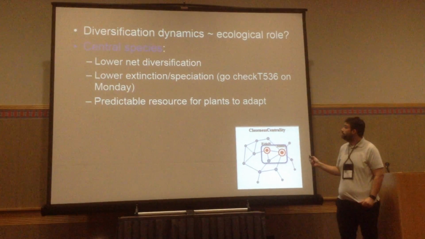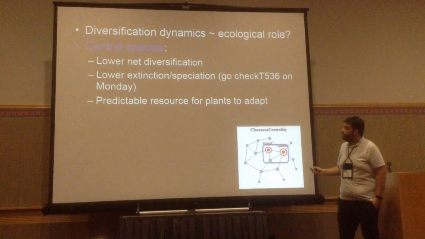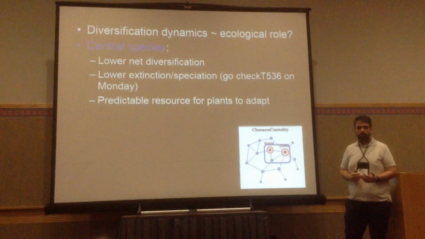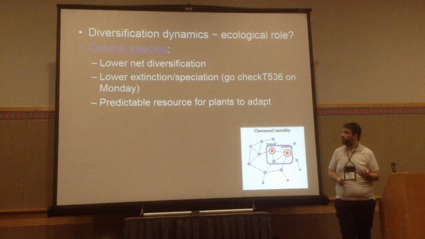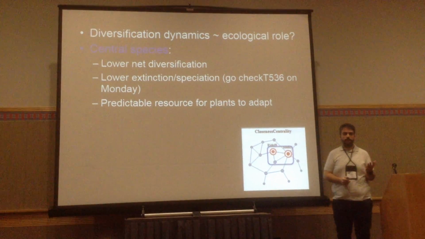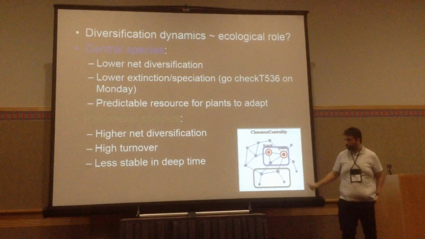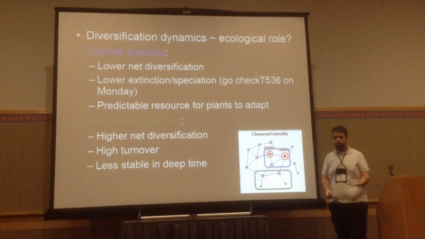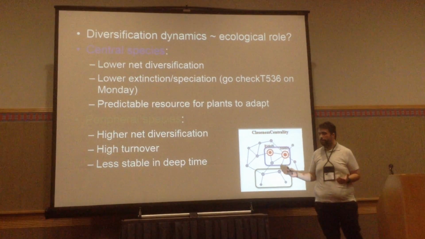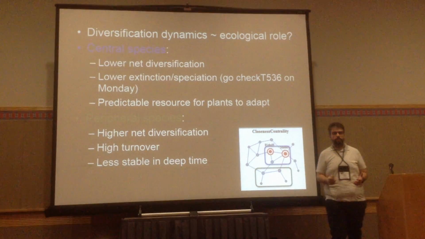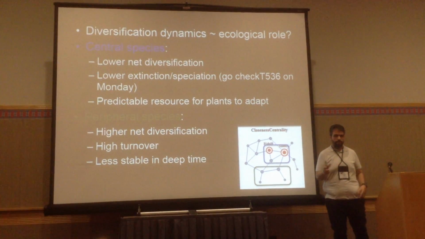So if you want more detail, you can go check Thiago's presentation on Monday. And by having lower net diversification, or a slow pace of evolution, these species could be a predictable resource for plants to adapt, for example. On the other hand, peripheral species probably show a higher net diversification or a high turnover, and with that they could be less stable in deep time, and thus being less predictable and building very few interactions.